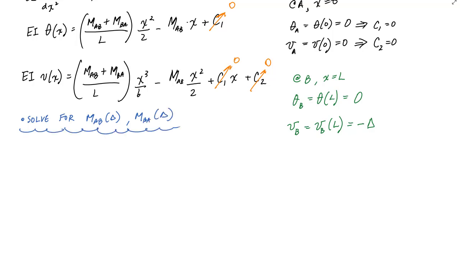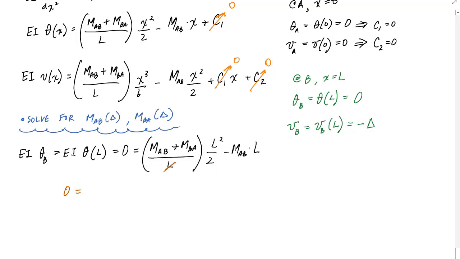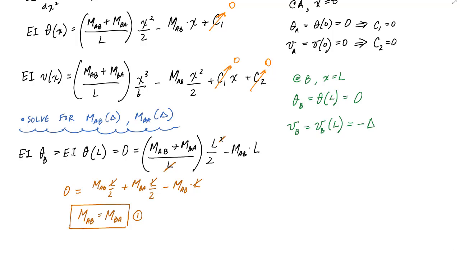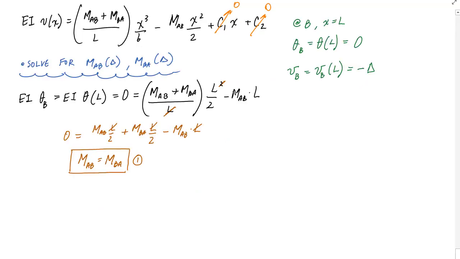And so if I apply that first boundary condition, the slope at B, this tells me that EI theta at L, when x equals L, is equal to 0. So if I plug in L for all the x's, and if I simplify this, whoa, guess what that tells me? This is going to tell me that MAB equals MBA.